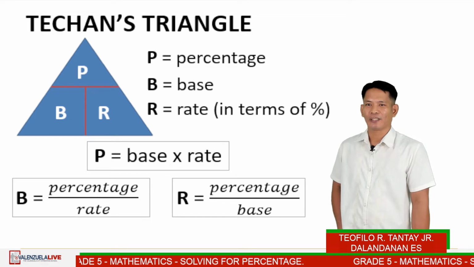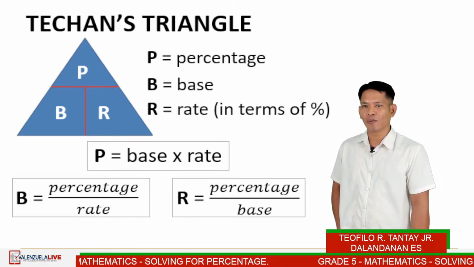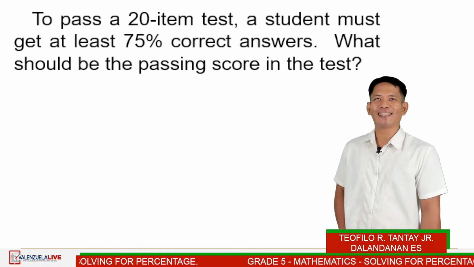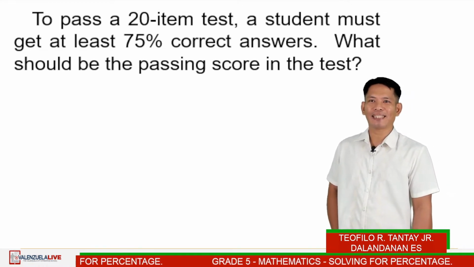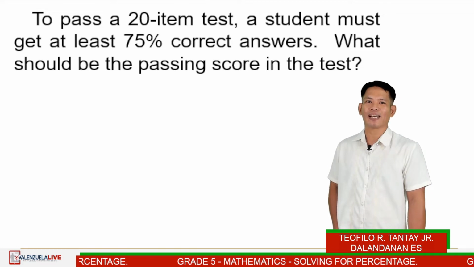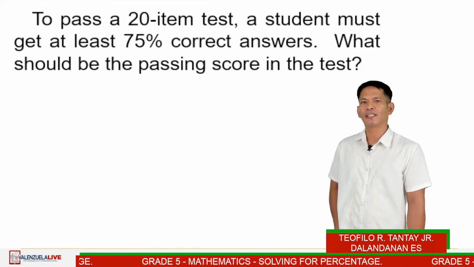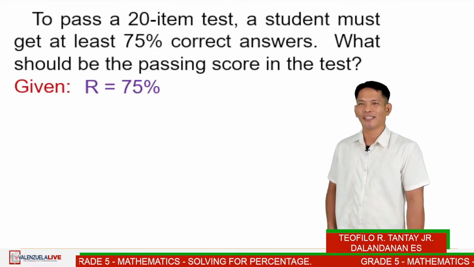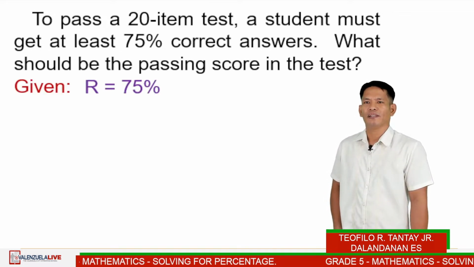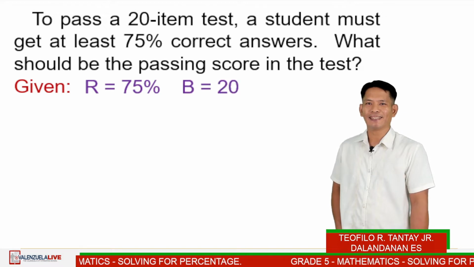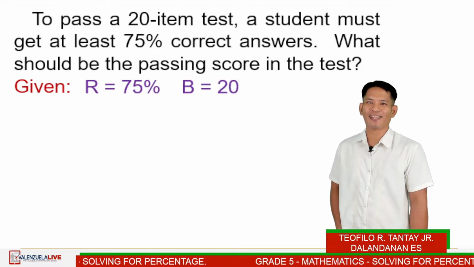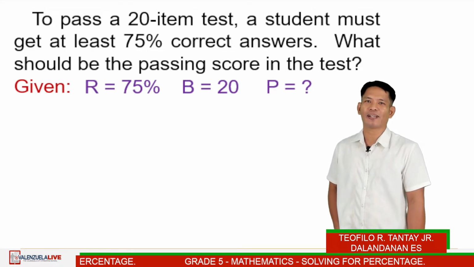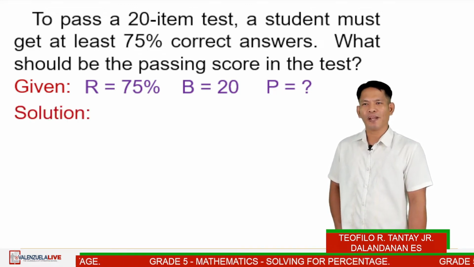Okay, so applying the formula, we have P is equal to B times R. To pass a 20-item test, a student must get at least 75% correct answers. What should be the passing score in the test? Let's find out. Given R, the rate, is 75%, B, or the base, is 20, and the missing element is the percentage, or P.